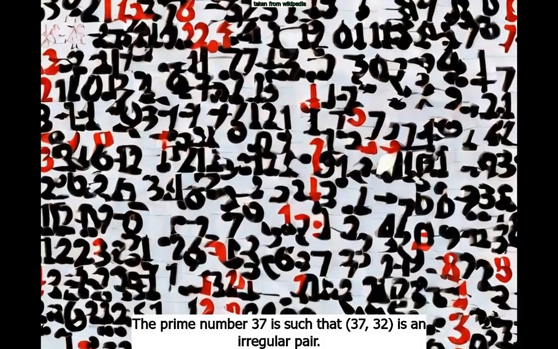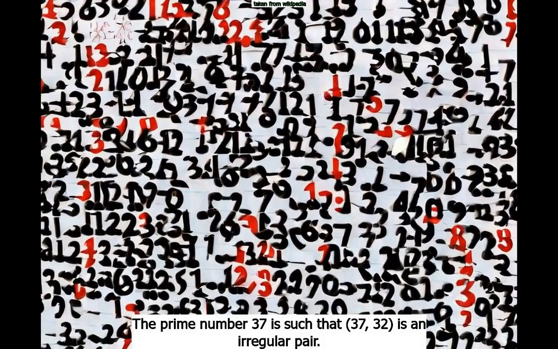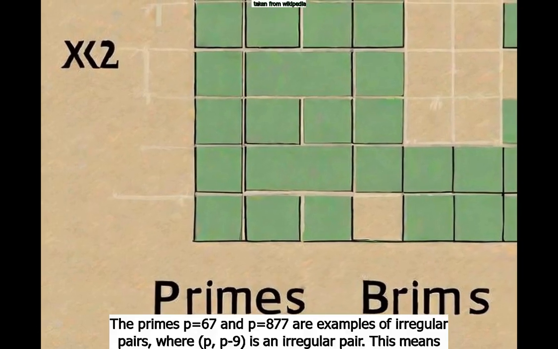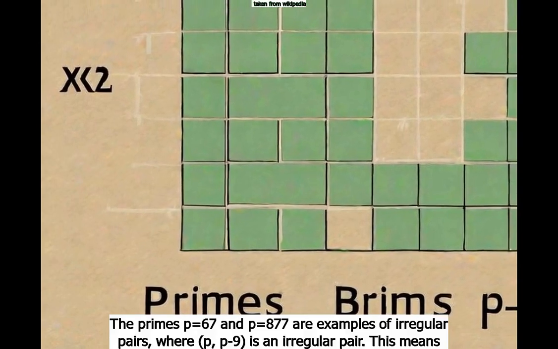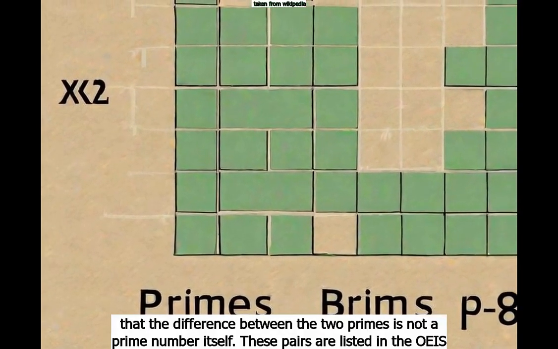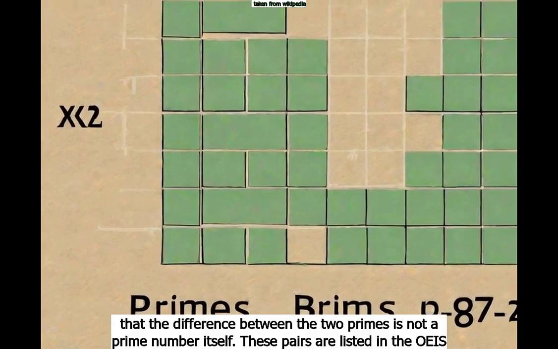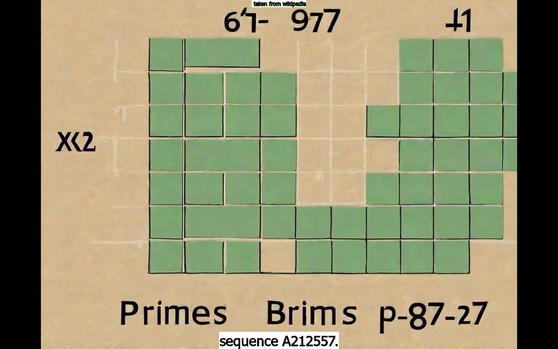The prime number 37 is such that (37, 32) is an irregular pair. The primes p equals 67 and p equals 877 are examples of irregular pairs, where p minus 9 is an irregular pair. These pairs are listed in the OEIS sequence A212557.